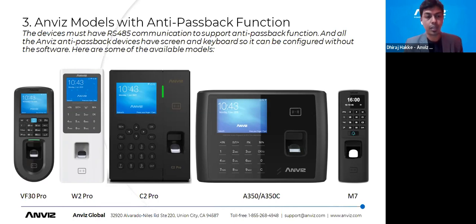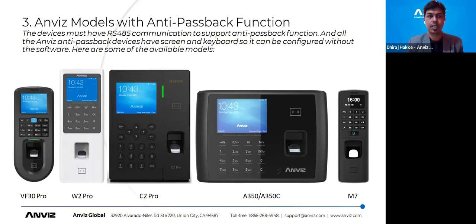The first one is VF30 Pro, the second one is W2 Pro, then C2 Pro is also available for time maintenance and access control purposes, where you can use the anti-passback feature. A350 or A350C is one of the good models again, which can support anti-passback, and M7. So these are the only five models which are available for the anti-passback feature.